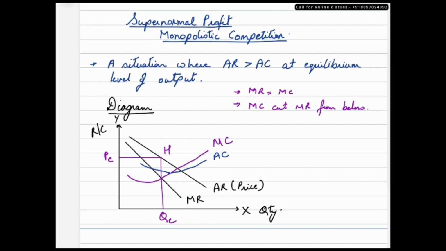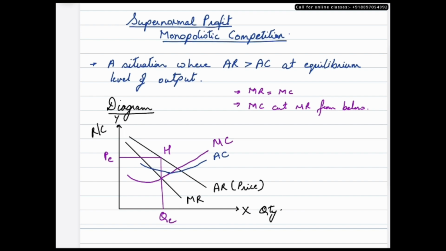Alright. So what is the supernormal profit situation? It is a situation where average revenue is greater than average cost at the equilibrium level of output. So at this level of output, what is the average revenue and what is the average cost? Let's quickly take a look at that. So this here point H, this entire thing is the average revenue, and from this point onwards until here is the average cost. Let me drop a perpendicular there as well.